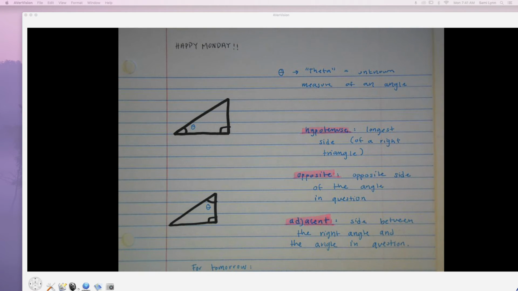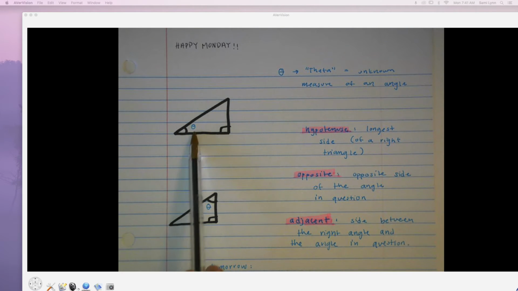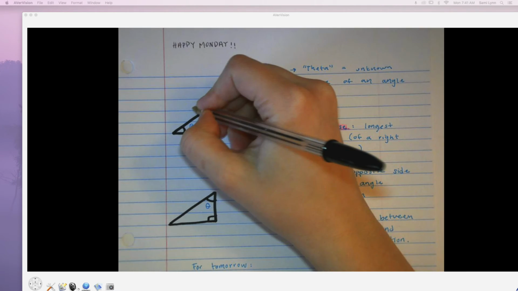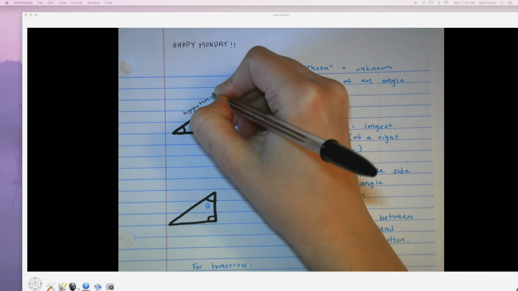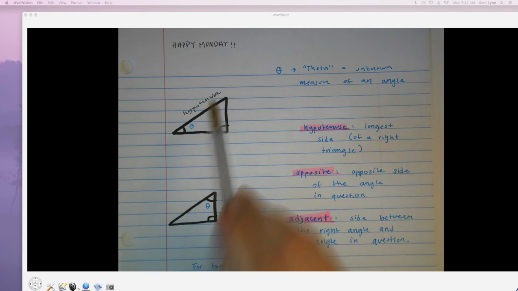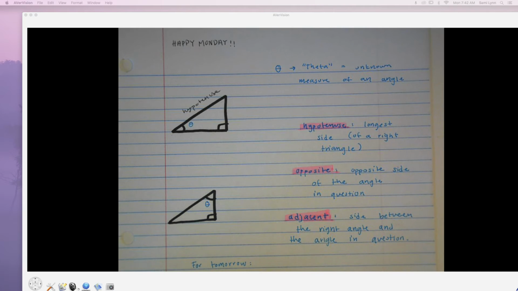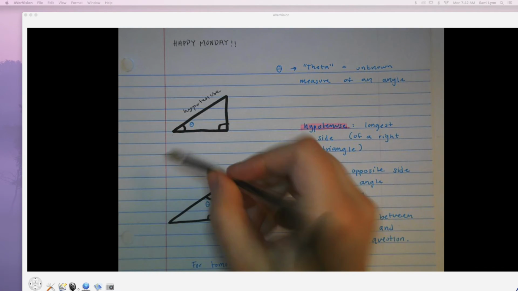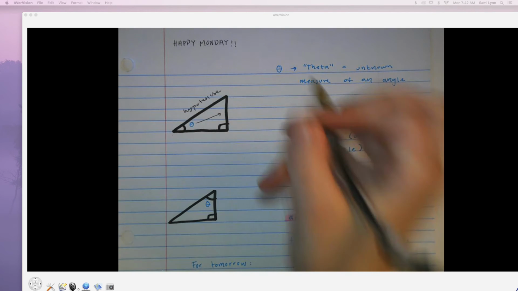So let's talk about this. In terms of this unknown angle, we're going to be able to define some of the sides of our triangle. So lots of you guys are familiar with the word hypotenuse. And we know that that's the longest side of a right triangle. It's the one that connects our two legs. Now we can define our two legs dependent on that theta or the unknown angle. So if I'm given this angle here, I know that the leg opposite or just directly across from it is going to be labeled our opposite side.